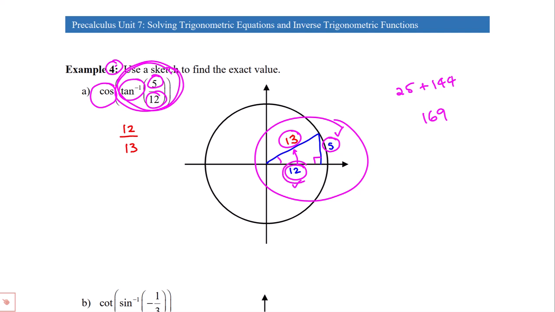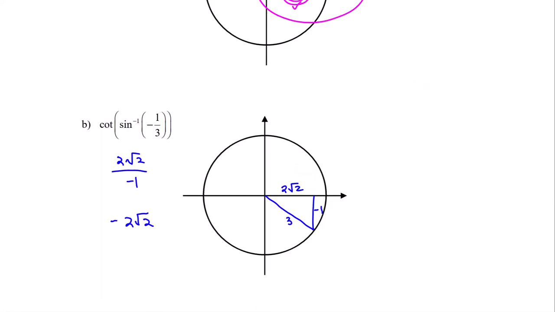Well, the adjacent, or the x, over the hypotenuse, or the r, is 12 over 13. If you draw it and label it, it's easy. Same thing for b. Sine is negative in the fourth quadrant. The opposite is negative 1.